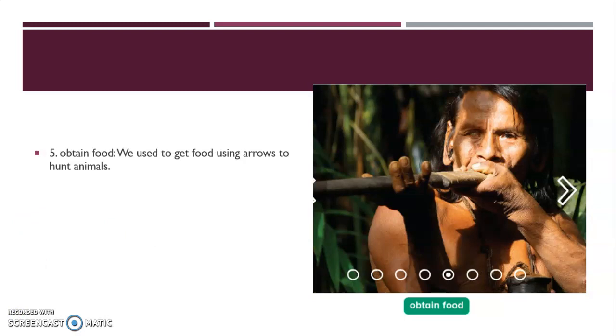The next one. Obtain food. We used to get food using arrows and animals. What about nowadays and in the future? Let me know your answer in the chart.